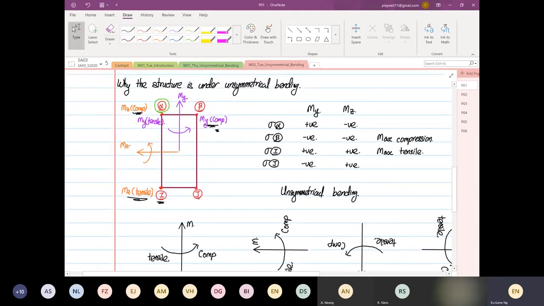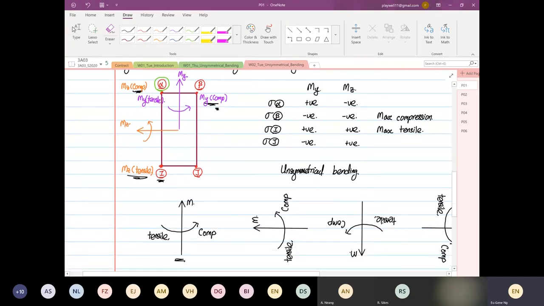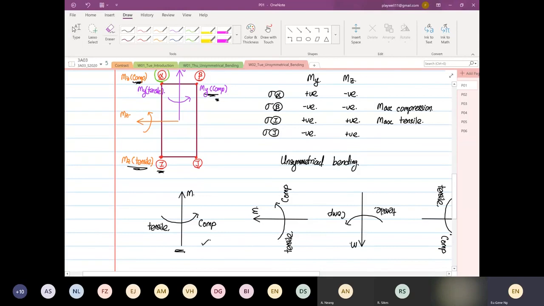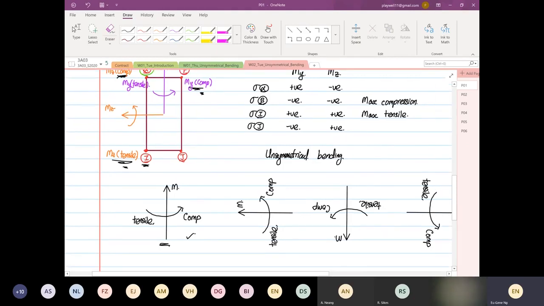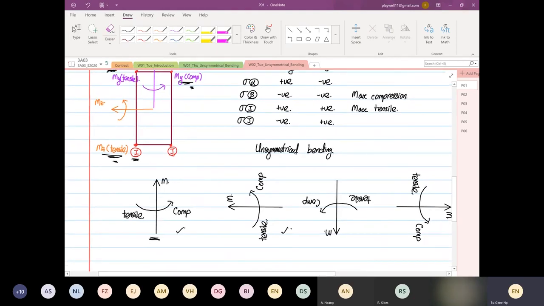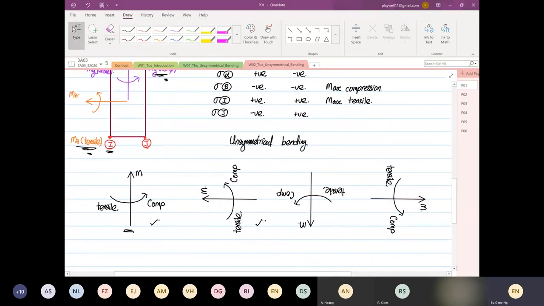Okay, let's check. Moment about Y, you have compression on the right hand side, tension on the left hand side. So this is moment about Y. This is valid. Then you have moment about Z. So bottom is tensile, and on top is what? Compression. So it's valid. It's the same as this. So this is to help you visualize which one is tension and which one is compression.